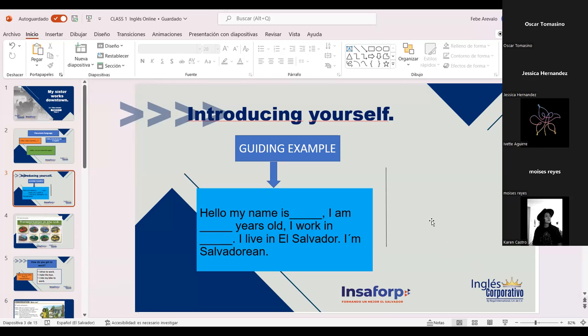Let's go with Oscar, please. Hello, my name is Oscar Leonel. I am 61 years old. I work in Mies College Vigilance. I live in Salvador, Soyapango. I am Salvadorian. Great, excellent.